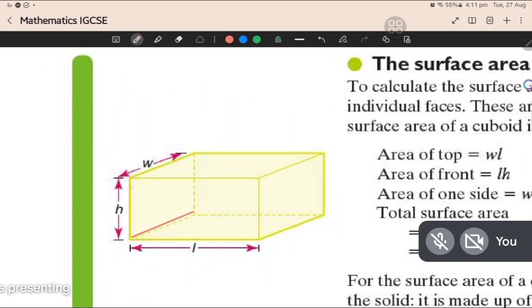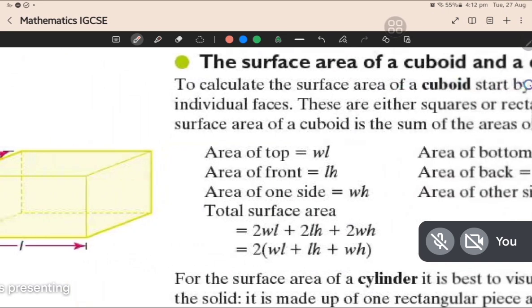We've got the y axis, which is your height. And then we have the x axis, which is your length. So what we're looking at right now is a cuboid.